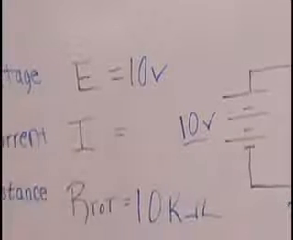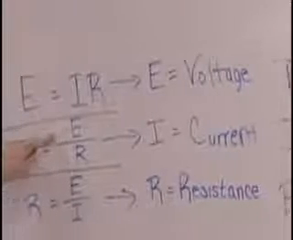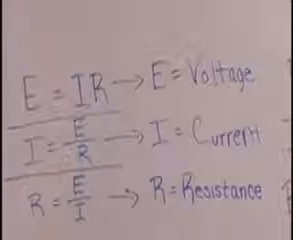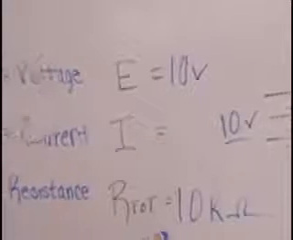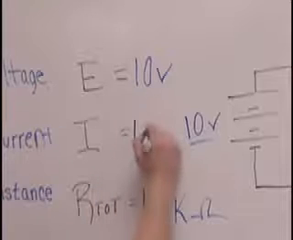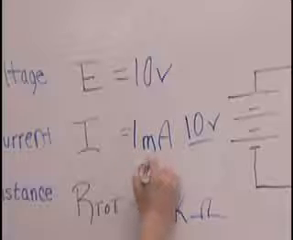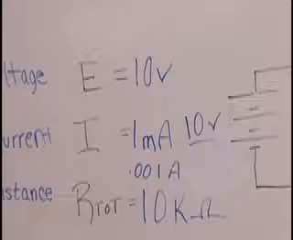Now the next thing that we need to find is the current, and as we learned before, current would be the voltage divided by the total resistance. So we have 10 volts divided by 10,000 ohms, which is equal to 1 milliamp, which would also be 0.001 amps.